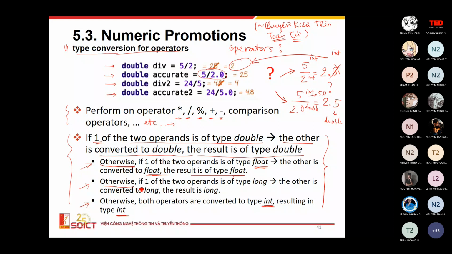Lại nếu không tiếp, đúng không? Nếu một trong hai toán hạng không phải double, không phải float, mà có một trong hai toán hạng là long, thì toán hạng kia chuyển về long và kết quả là long. Và cái cuối cùng, nếu một trong hai toán hạng không phải double, không phải float, không phải long, thì tất cả sẽ được chuyển về INT và kết quả là INT.